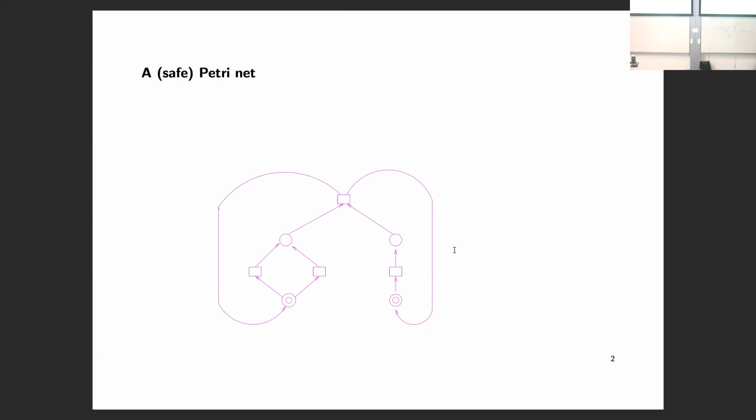It doesn't have a global state. You can have a notion of global state, but it's derived. So you have these circles here, these conditions, sometimes called places. They may hold or not hold. So I put a token, if you like, on this condition to show it holds and on this condition to show it holds. So there's a global state associated with those two conditions holding.